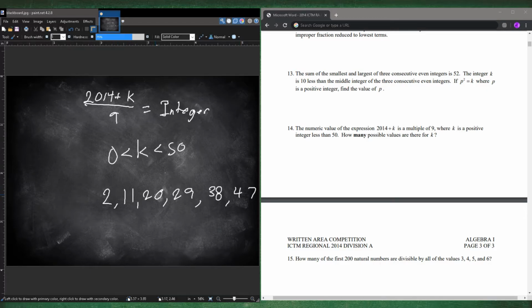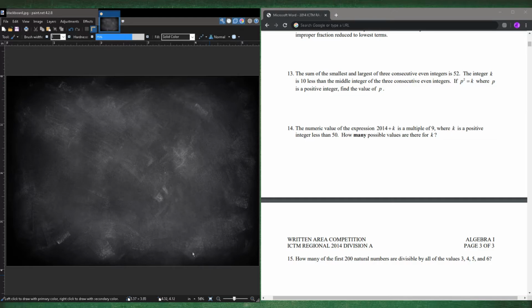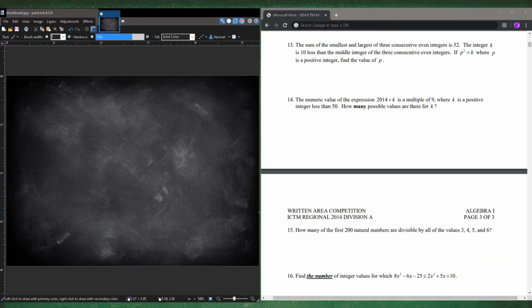We have 1, 2, 3, 4, 5, 6, right? So our answer for number 14 is 6. You can plug in all those values if you want. It's all going to work.